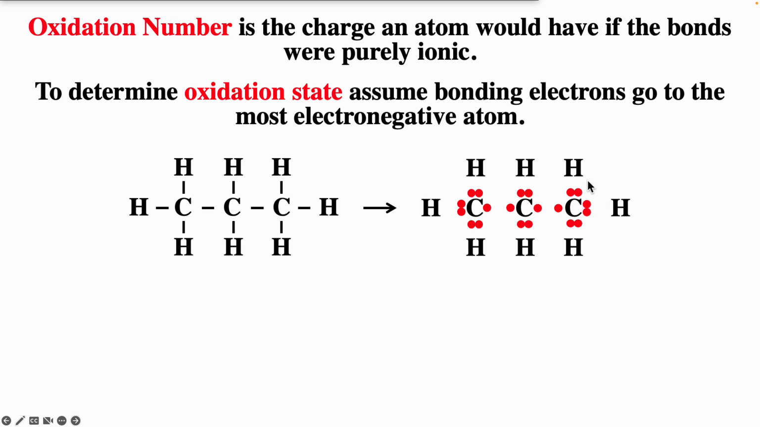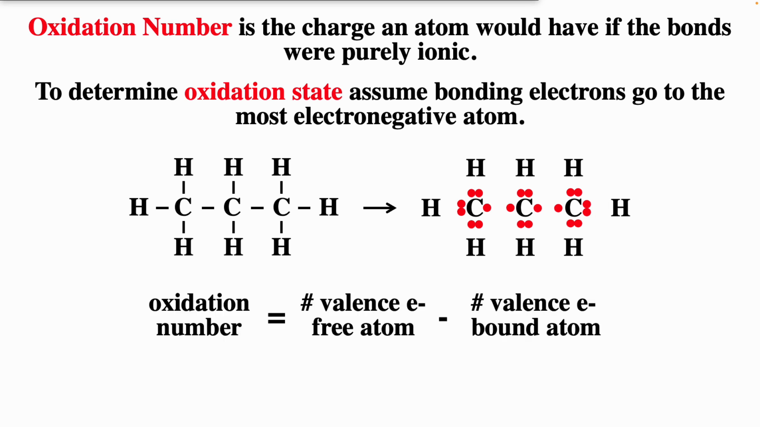Now we just do the number of valence electrons for a free atom minus number of valence electrons for the bound atom, assuming the bonds are purely ionic. And so for the carbon, we're going to start with 4 valence electrons for the atom, minus 2, 4, 6, 7. Now notice that each line represents 2 electrons. And because you have a carbon here and a carbon there, they split those 2. So this carbon gets one of those electrons, this carbon gets one of those electrons.